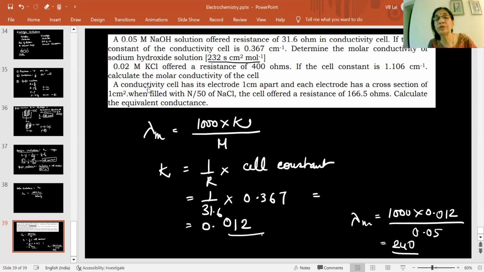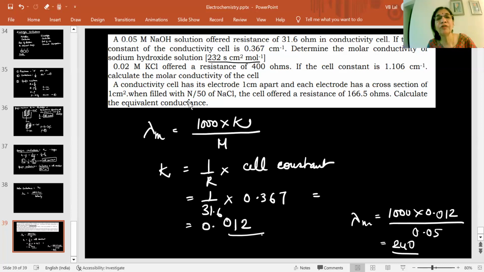The third one, you see, a conductivity cell has electrodes 1 centimeter apart, and the cross section is 1 centimeter square. So you have to calculate the cell constant. Cell constant is l by A. So 1 by 1, so cell constant is also 1, right? If you know the cell constant and the resistance, then kappa will be 1 divided by the resistance into 1. And then find kappa, and then you can do the rest of this.